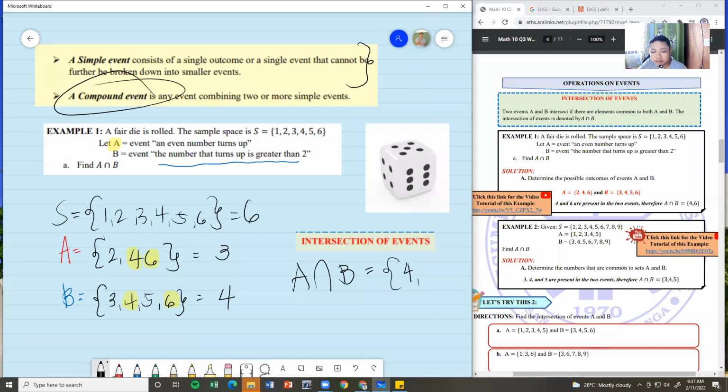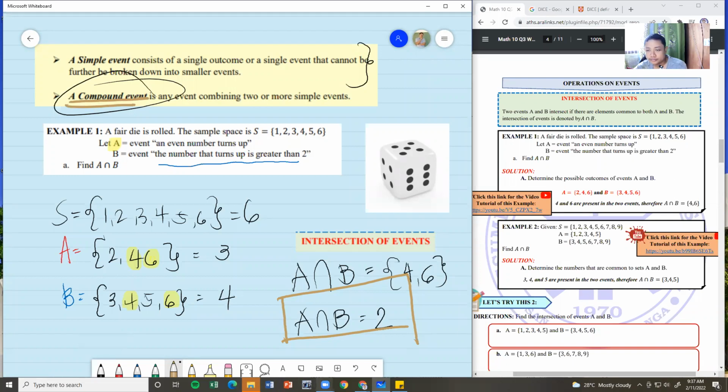When you list the possible outcomes, you enclose them in a brace, okay? 4 and 6. So therefore, the intersection of A and B is equal to how many are they? They are 2 outcomes, and they are 4 and 6. Got it? That is the intersection of events. So from here, we are already talking about compound events because we are now dealing with 2 or more events. Show me a reaction if that is clear to you. Okay. Very good.